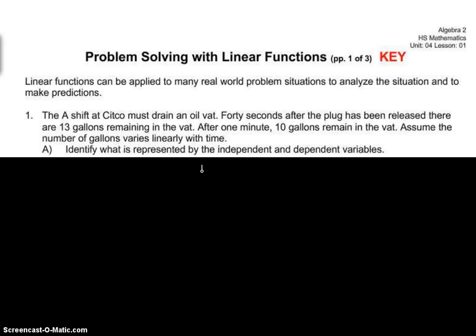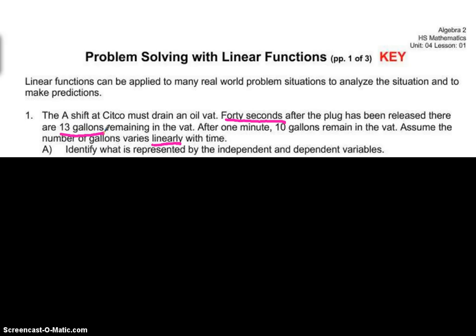Problem number 1 says the A shift at Citgo must drain an oil vat. 40 seconds after the plug has been released, there are 13 gallons remaining in the vat. After 1 minute, 10 gallons remain in the vat. Assume the number of gallons varies linearly with time. So I know my graph is going to be linear because it tells me in the problem. Now, let's go back and look. It says I got 40 seconds, and I'm going to have 13 gallons.